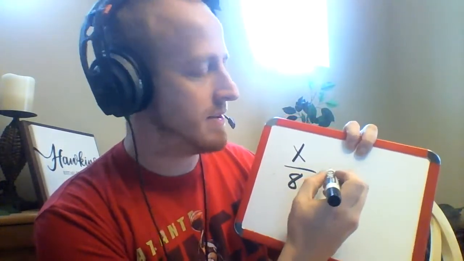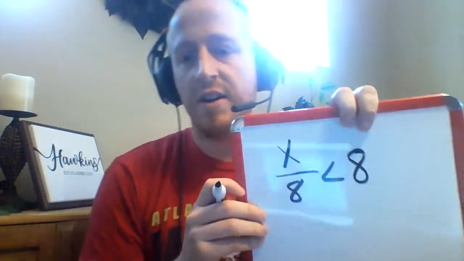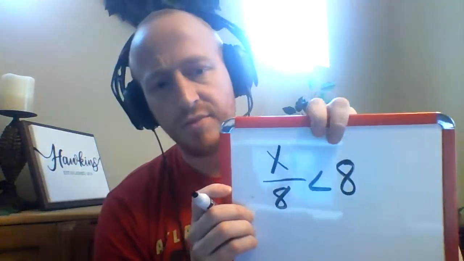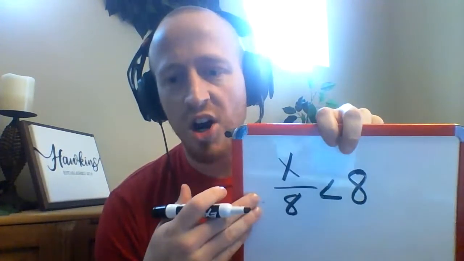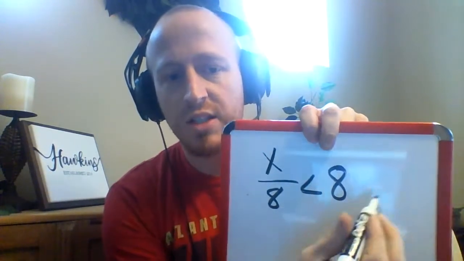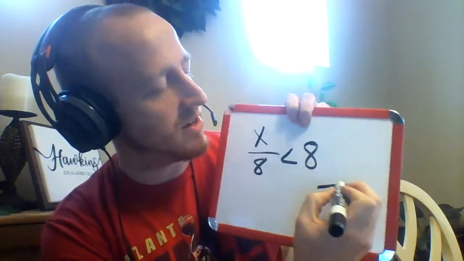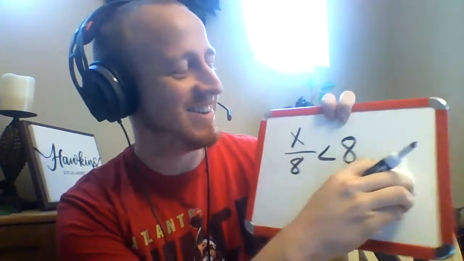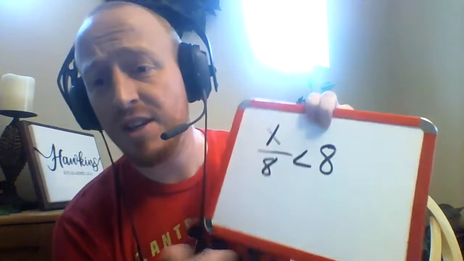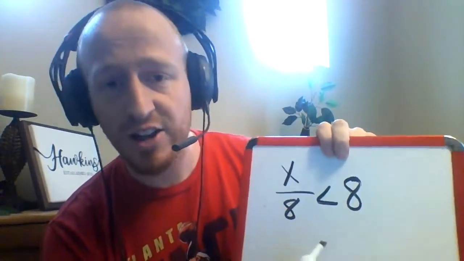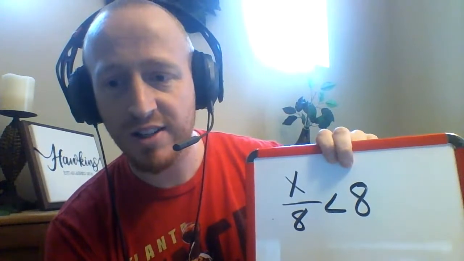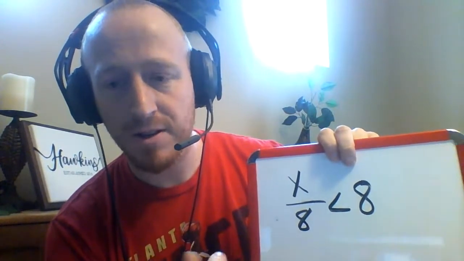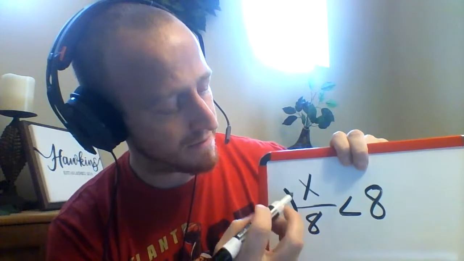17 says X over 8 is less than 8. Several people missed this one. If you see a fraction, fractions are division. If it's division, then how do you solve a division inequality? Good. You're going to multiply. Good job.